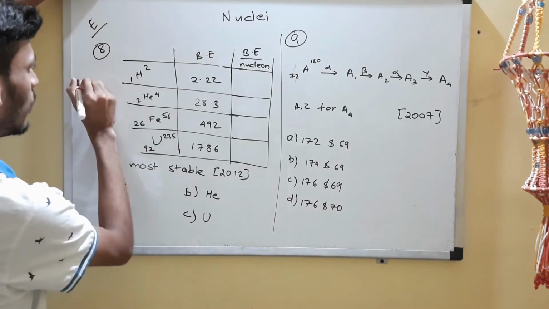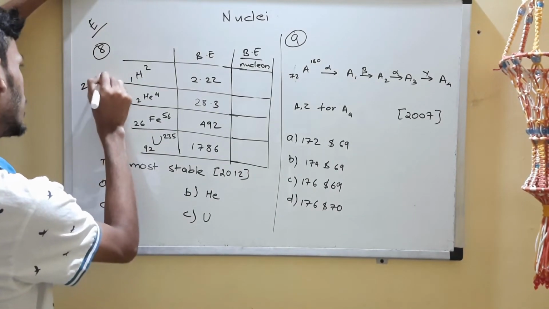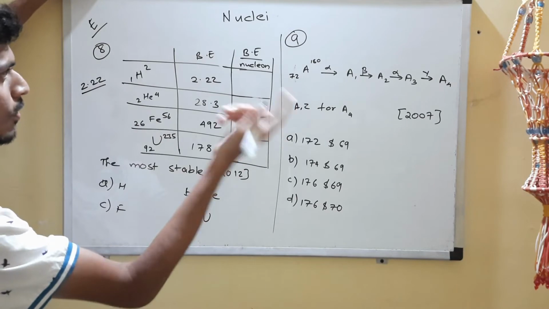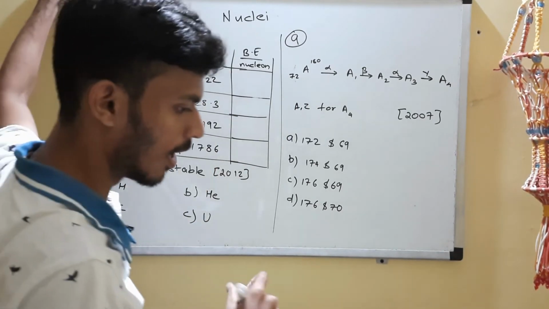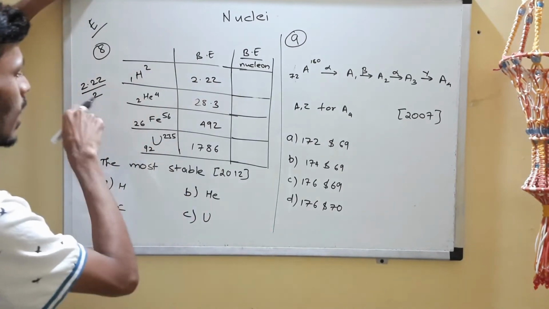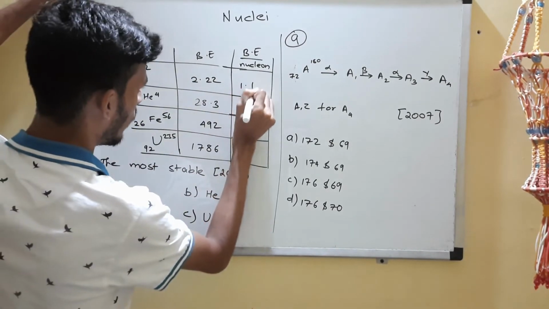So for the first one, hydrogen, you can see binding energy is 2.22 divided by the number of nucleons, which is 2. Nucleon number is nothing but the atomic mass number, which is 2 for hydrogen, so it will give us 1.11.